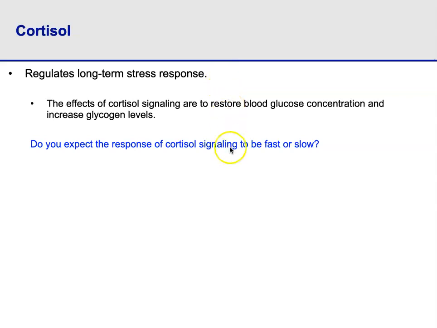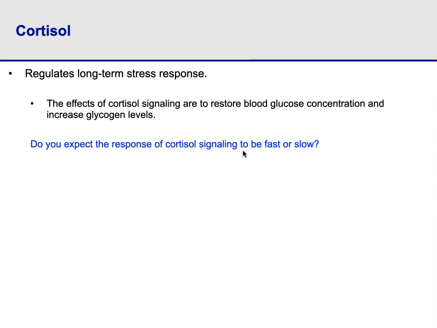But there is something else also that you need to realize to really answer this question correctly. Do you expect this cortisol or corticosteroid hormone to have a fast or slow response? You have to make the mental connection that this is a steroid hormone. And steroid hormones transition through the cell membrane and bind receptors in the nuclear membrane. And what do we know about signaling through receptors at the nuclear membrane? That those signals are slow.